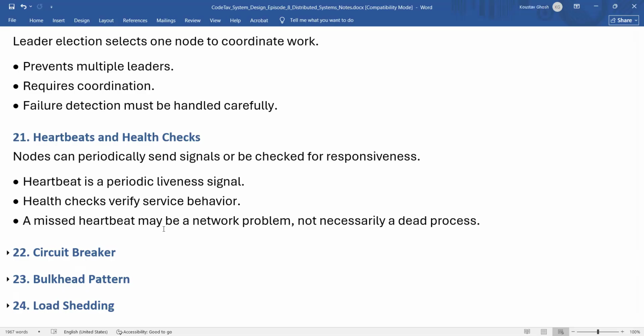But remember, a failed heartbeat does not always mean that the server is dead. Like maybe the network is down. That can also happen, right? So this is another example of why distributed systems are difficult.